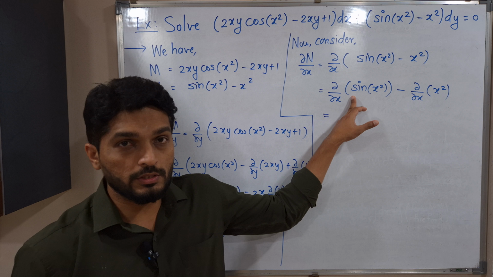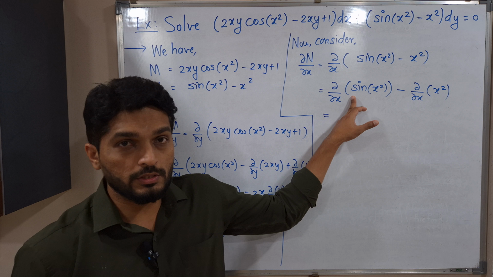What will happen here? 2 and x both are constant. I am taking them outside. So inside the bracket, y only. The derivative of 1 is 0, since 1 is constant. What is the derivative of y with respect to y? It is 1. And the same thing happens here. So 2x cos x square into 1 minus 2x into 1. You get 2x cos x square, minus 2x. So finally we got the value of the partial derivative of M with respect to y.